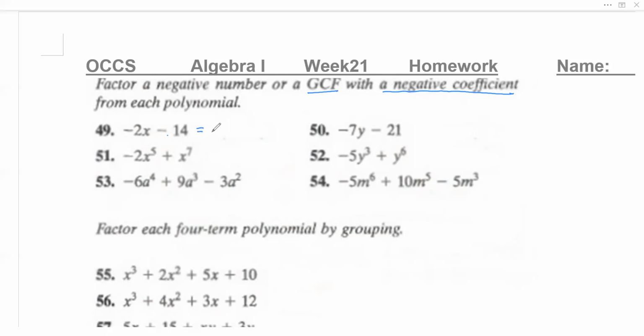49, -2, so x plus 7, right? So here -7, so y plus 3, right? If you distribute inside, you can easily get it.